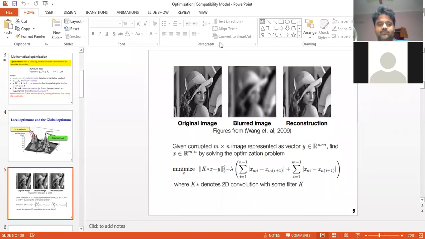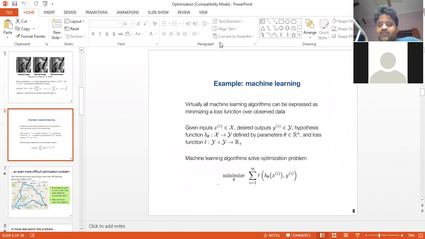Another application is image deblurring. A blurred image can be deblurred. This is a minimization problem rather than a maximization problem. We need to minimize the error, sorry, minimize the blurring. Almost all machine learning problems can be rewritten as an optimization problem. That means minimizing the error between expected and actual. What is the expected result? What is the actual result? The difference between them should be minimized.